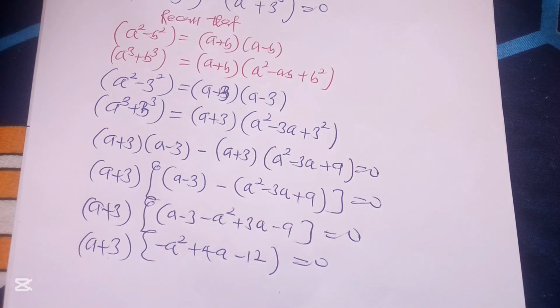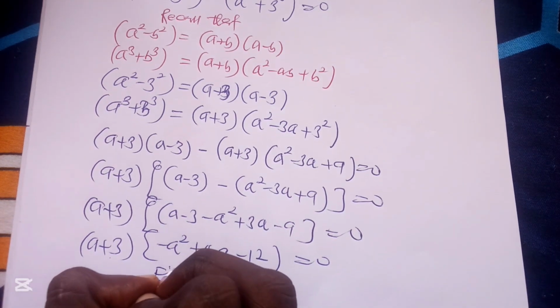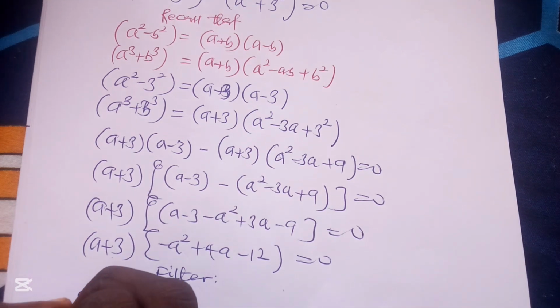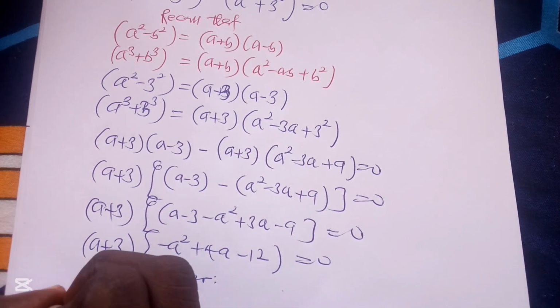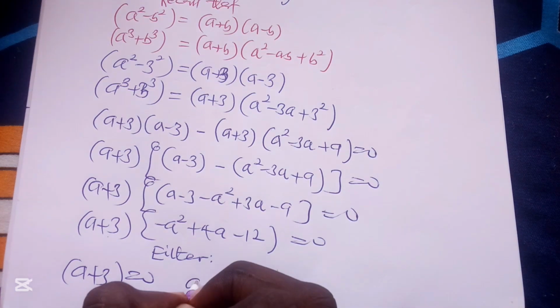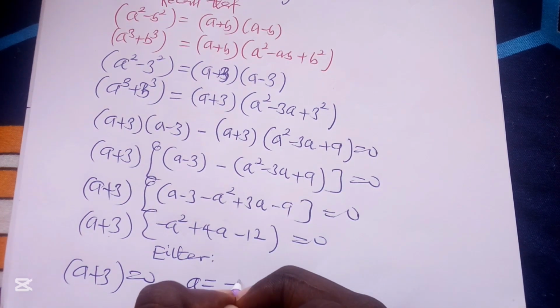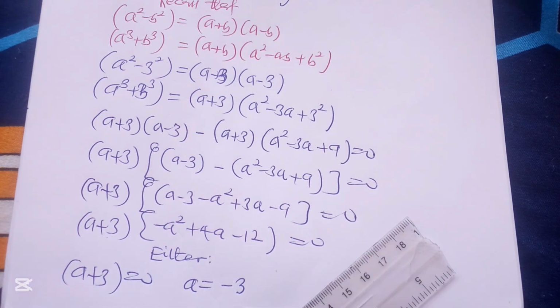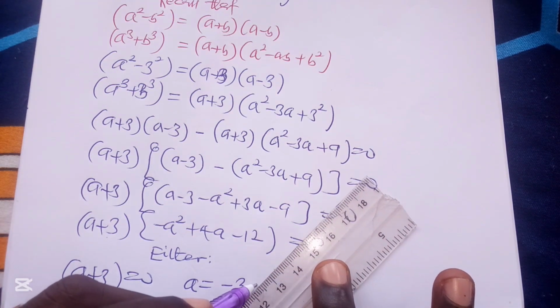Now we can say either a plus 3 equals 0. So we can say therefore the value of a here becomes minus 3 respectively. That is for the first part.